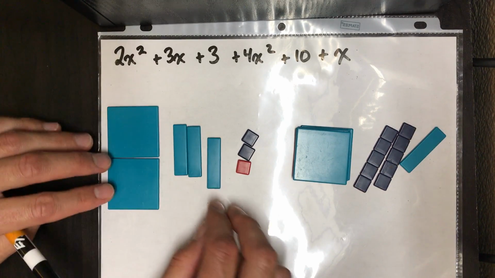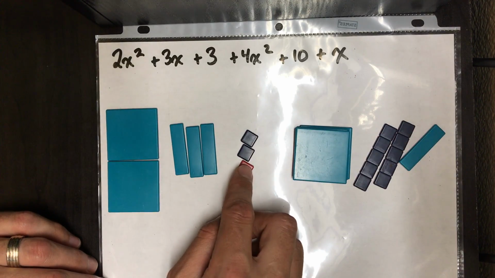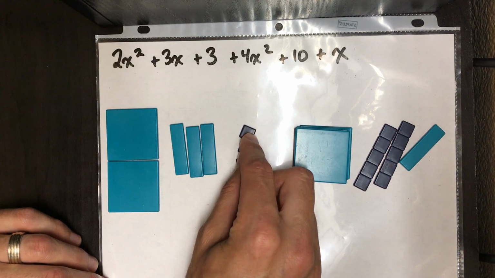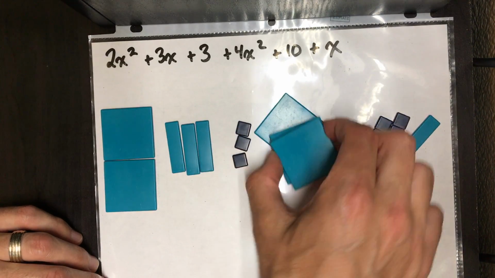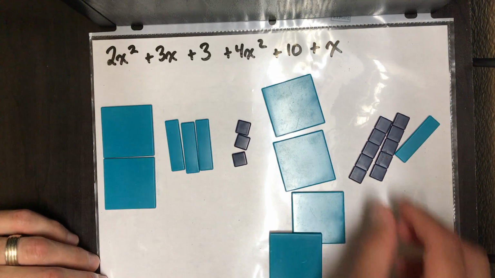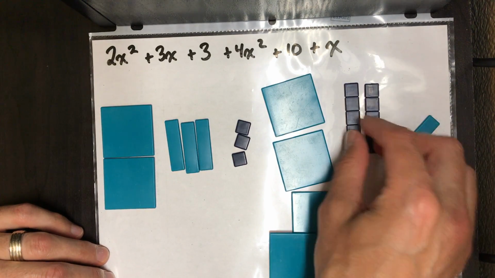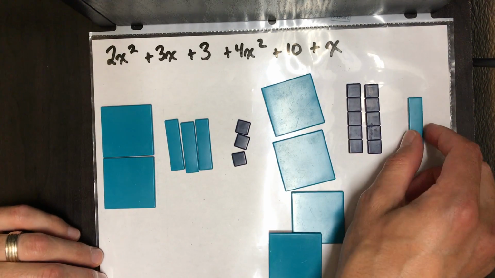So there are my 2x squareds, there are my 3x's. This doesn't look right, does it? I have 3 ones, but one of them is negative, so let's make those 3 positive ones. Here I've got 4x squared, so I'm going to stack those on top of each other. And then over here I've got 10. What I chose to do was, instead of 10 ones, have 2 groups of 5 ones, and then that last term is an x.